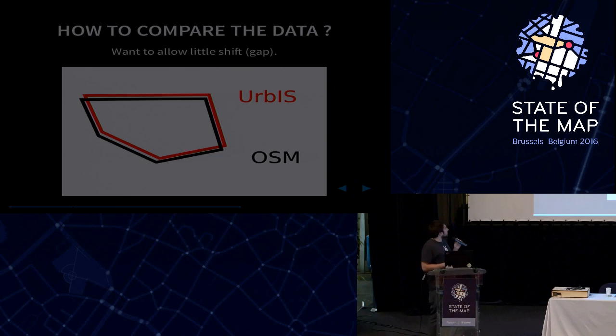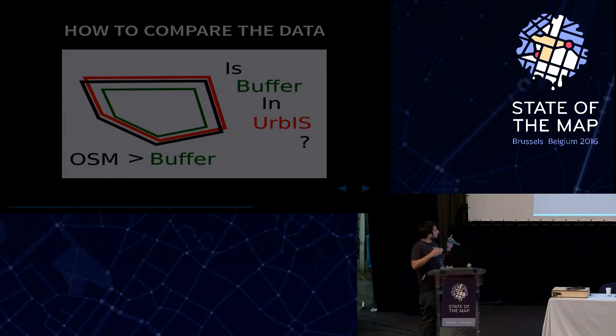Yes. So now we have the polygons in the database, and the question is how to compare the data. We want to have the possibility of a little shift between the polygons. With the view, sometimes there is a little gap between the polygons in Urbis and OSM, and how we deal with this problem is to make a buffer from the OSM polygon.